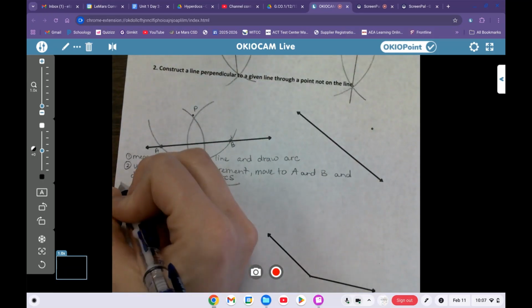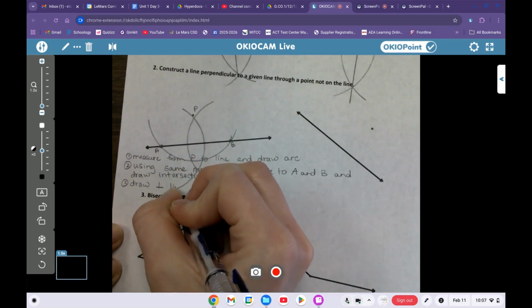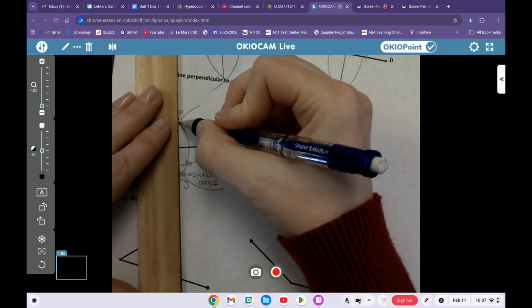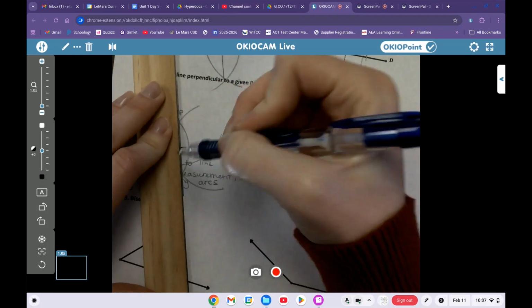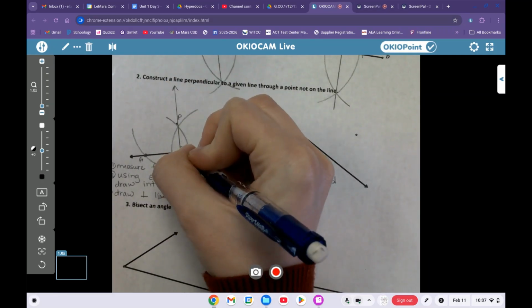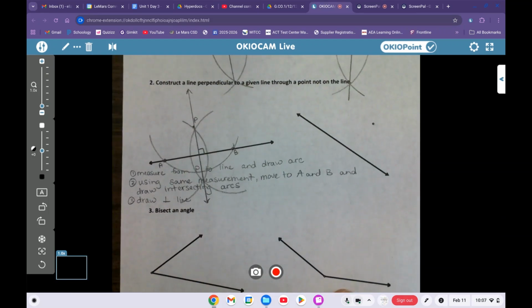The last step here is to draw in your perpendicular line through those intersections. So the intersections here should connect up to P. And then you should be able to draw that in. Okay, and this line here should look like it's perpendicular to AB. So once you get those arcs drawn in, you just need to connect those using your straightedge, and it should connect up through that P as well, and it should look like it's creating a perpendicular line.